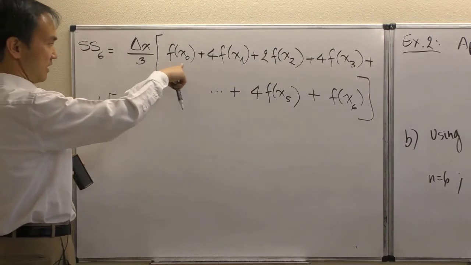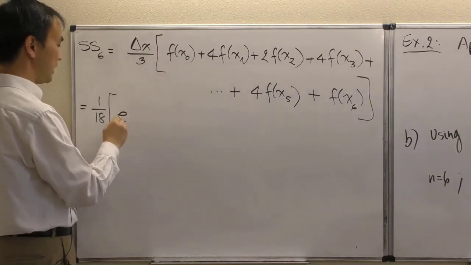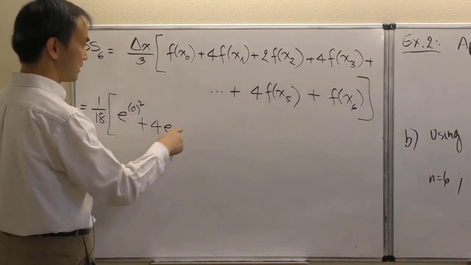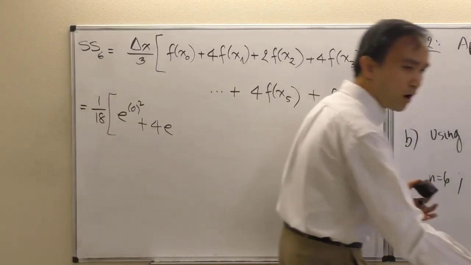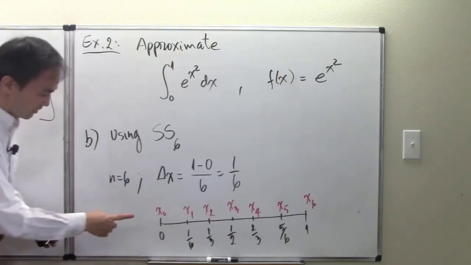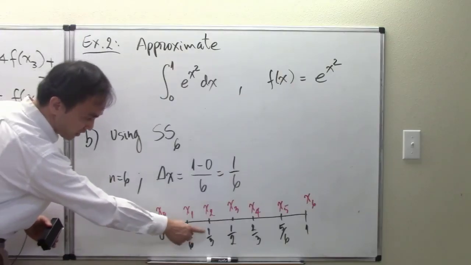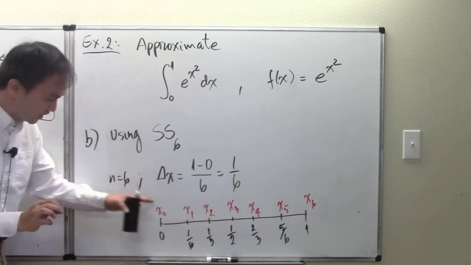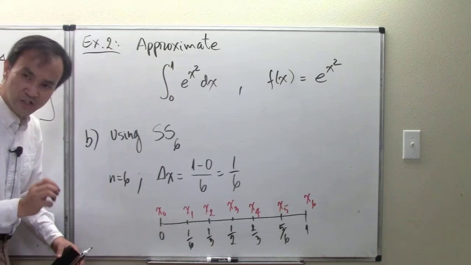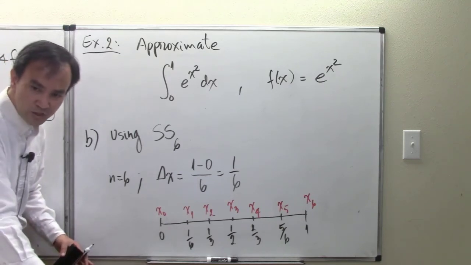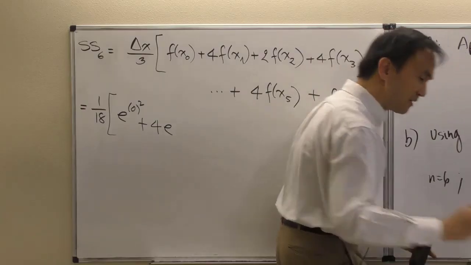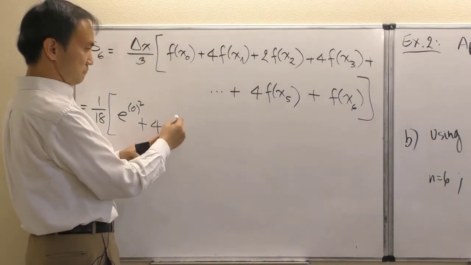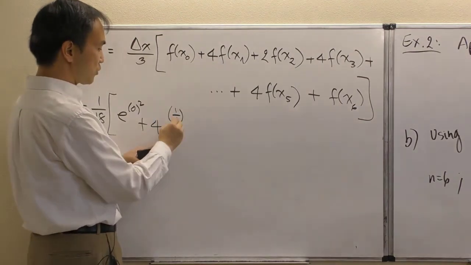And then f of x0 means we're looking at e to the 0 all squared. Plus, now 4 times e to the, x1 on our chart was that 1/6. Okay, so 1/6 here is our x1, and then x2 is 1/3, and so on. So feel free to pause the video to take note of your partition chart here, because I won't keep switching back and forth any longer. Okay, but now e to the 1/6 all squared. Okay.